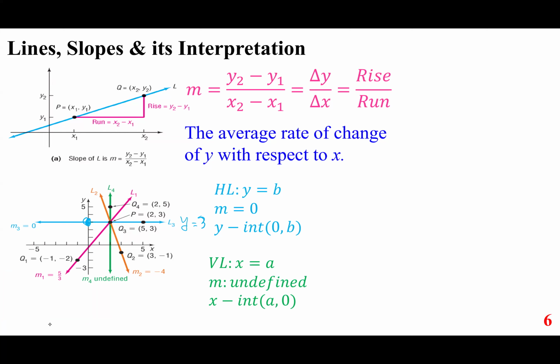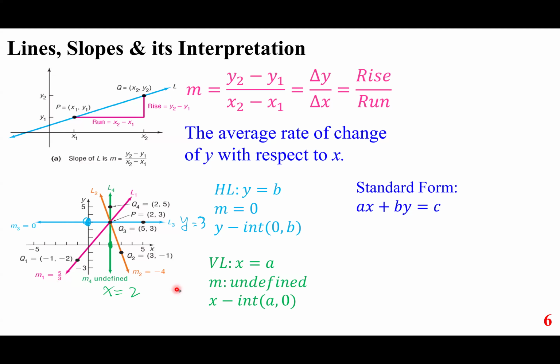Vertical lines, x equals a, the slope m is undefined, x-intercept at a, 0. So when I look at this line, all I need is one pair, 2, 5. And this tells me the equation is x equals 2. And of course, that's the x-intercept 2, 0. Now, of course, this one has a positive slope, L1, L2 has a negative slope.